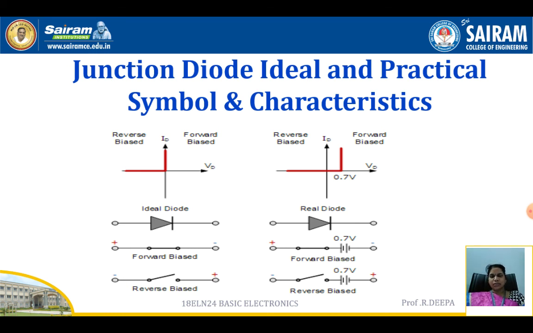Next, the symbol of an ideal diode and a real practical diode is similar, and in the equivalent circuit, the ideal diode behaves as a closed circuit, and for the practical diode it is a closed circuit along with a built-in potential of 0.7 volt. During the reverse bias, the diode behaves as an open circuit, and the practical diode can be represented by an open circuit along with a built-in potential of 0.7 volt. Since we are considering the silicon diode, the built-in potential is 0.7 volt.